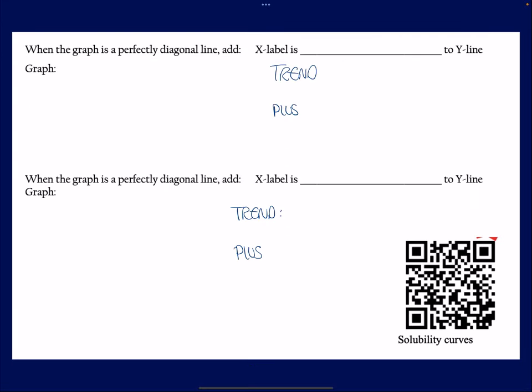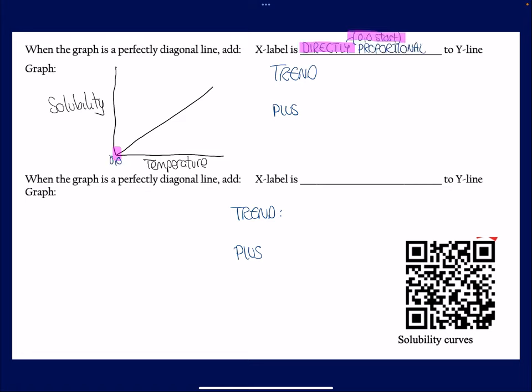Okay, so these are two little extra things, and we saw it in class today for one of our graphs. If we draw a graph like this, and it's this perfectly diagonal line, we call it a directly proportional graph. So our X label is directly proportional to our Y, and we can only use the word directly when our graph starts at 0, 0.